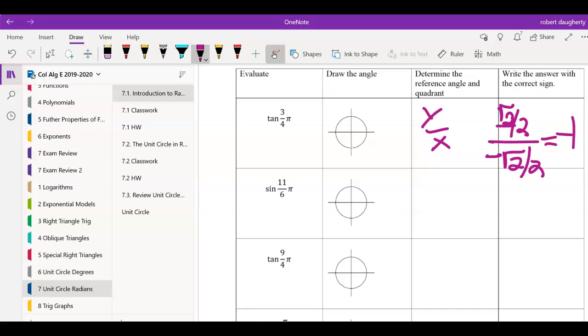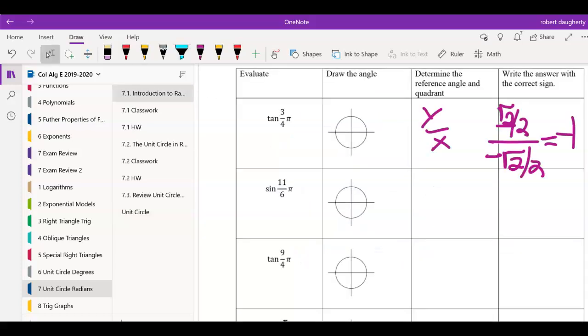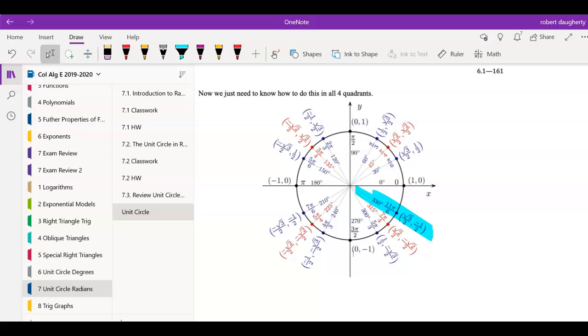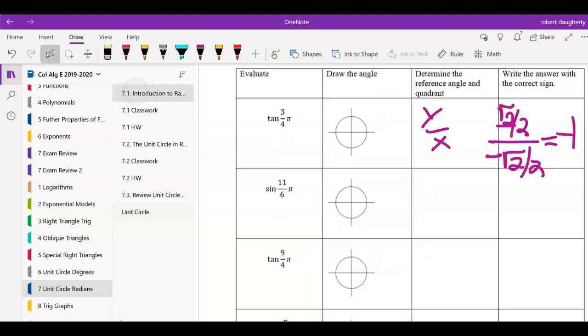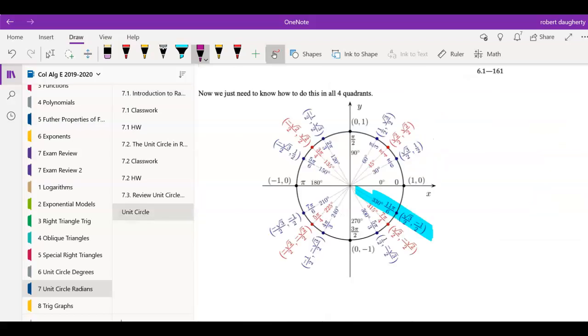The sine of 11/6 pi. So again, just go back to your unit circle. Where am I seeing 11/6 pi? That's right here. And I am looking for the sine of that. The sine is the y-coordinate. So the y-coordinate there is just negative 1. So my answer here is negative 1/2. Let me double check though. Sine there was negative 1/2. Okay.